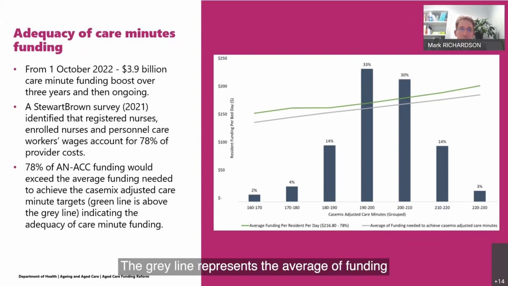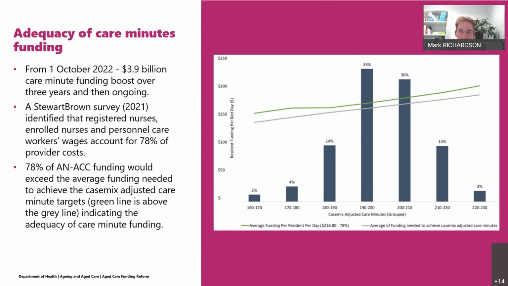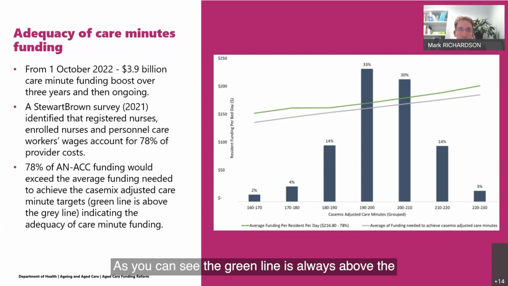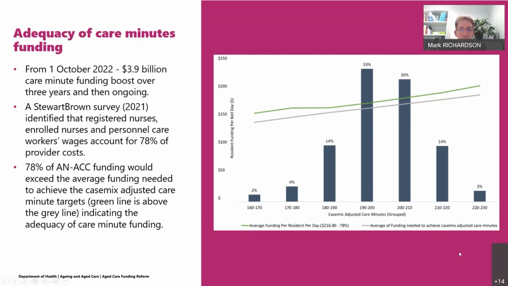The grey line represents the average of funding needed to meet the case mix adjusted care minutes. As you can see, the green line is always above the grey line, indicating that there is adequate funding to meet the case mix adjusted care minute targets.